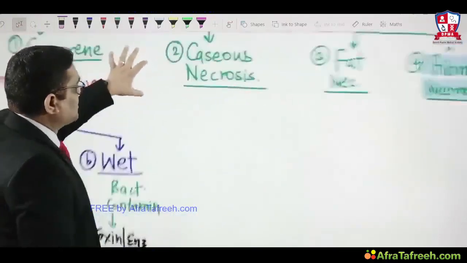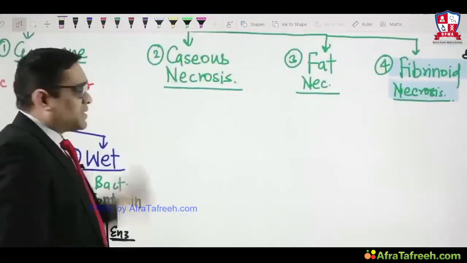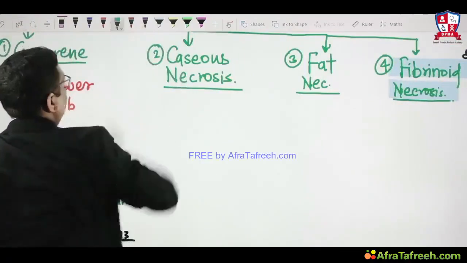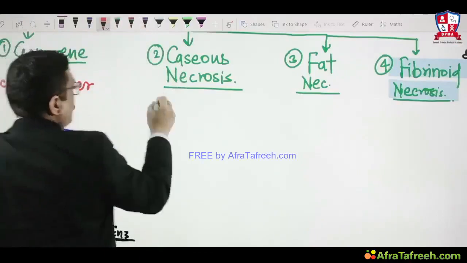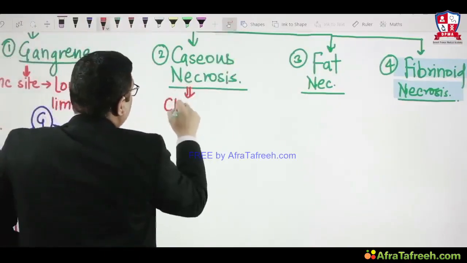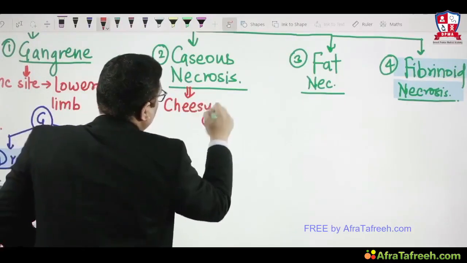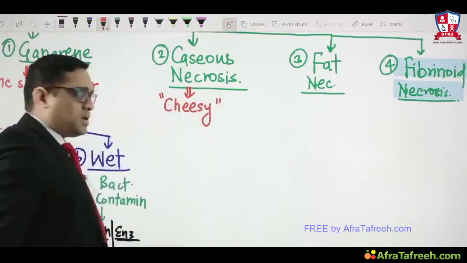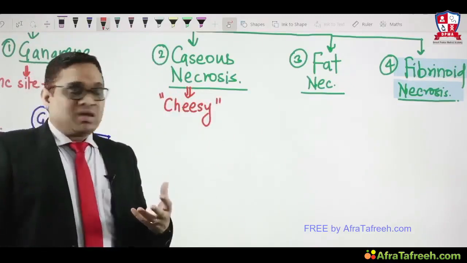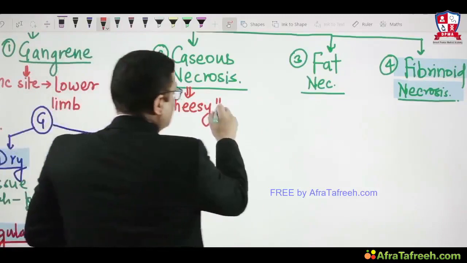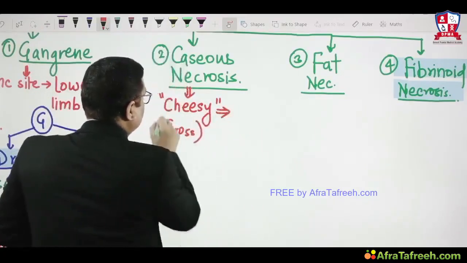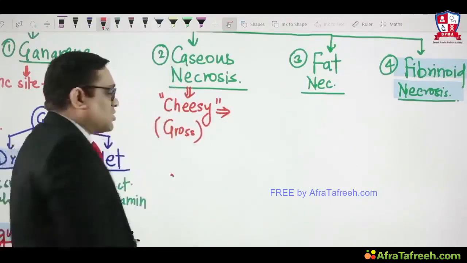Now we'll move to the next special type of necrosis, that is caseous necrosis, right? Why is it called caseous necrosis? Now the question comes to our mind, why is it called caseous necrosis? Because of the cheesy appearance. Cheesy appearance when? On gross examination. When you are seeing a tissue, it will show a cheesy appearance. Remember, you will notice this cheesy appearance most clearly on gross examination.